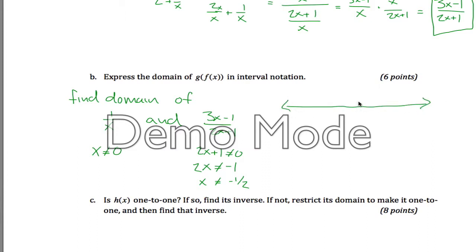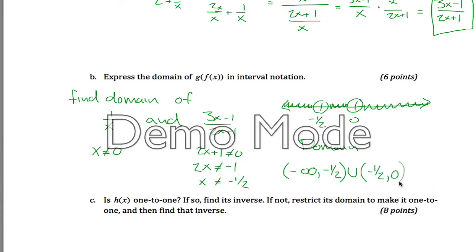If it helps, you can draw a little number line. Got 0 somewhere, negative 1/2 somewhere. And I want everything except for those 2 points. So I got 3 different intervals in my domain. My domain is everything from negative infinity all the way up to negative 1/2, but not including negative 1/2, union negative 1/2 up to 0, again not including negative 1/2 nor 0, and then everything bigger than 0. So that's my final answer.